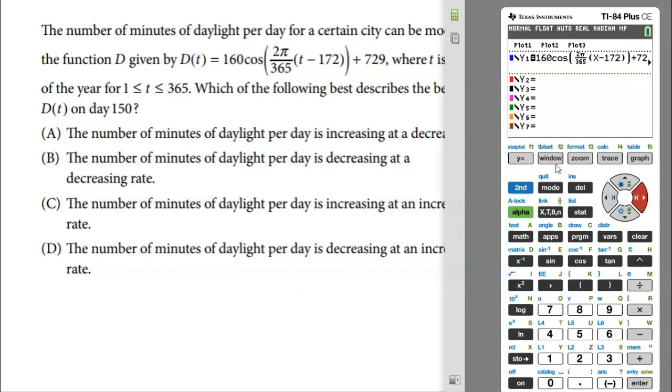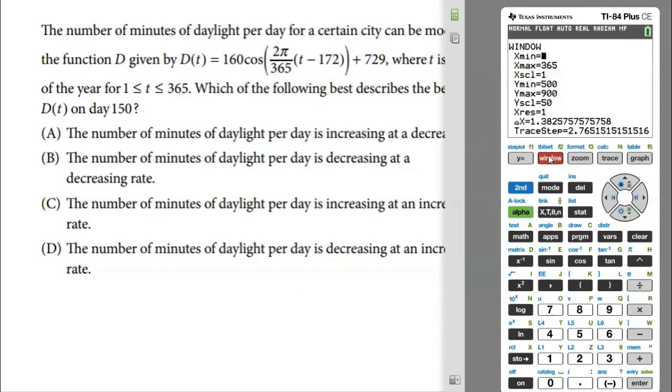Now, before I actually hit graph, I need to adjust my window so that it makes sense. The first thing I think about is my x's. My x's are what they're calling t in this problem, and those are the days going from 1 to 365. So it makes total sense to go from an x-min of 0, it could start at 1, I started at 0, to an x-max of 365, and that should be the period. If you actually do the math on the problem, that is the period. Of course, 1 full year.